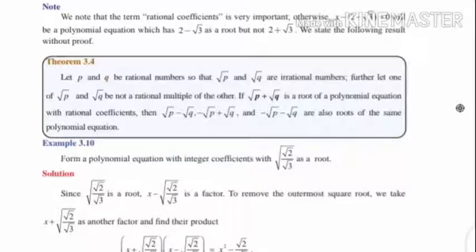In this theorem, I am going to take the second part. If root p plus root q is the root of a polynomial equation with rational coefficients, then the remaining 3 combinations are also roots of the same polynomial equation. They can give you anything. In this one, they give you root p plus root q. Instead of that, you may have root p minus root q. You just change the signs. That is, we are going to have 4 combinations here. This is the idea of the theorem, and based on this, we are going to do exercise 3.2 fourth sum. That is a degree 4 equation we are going to find using this concept.